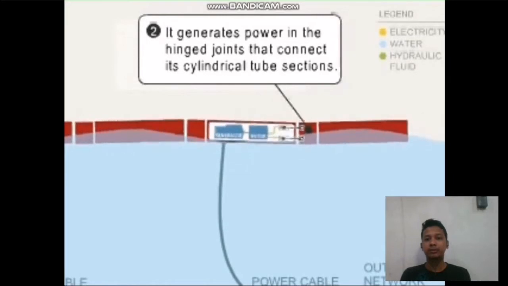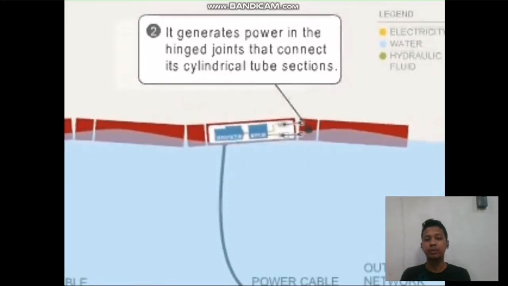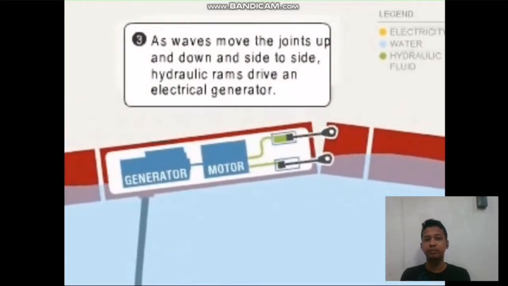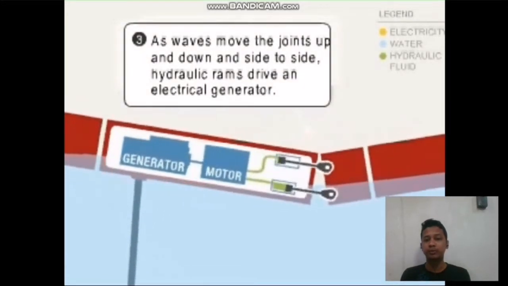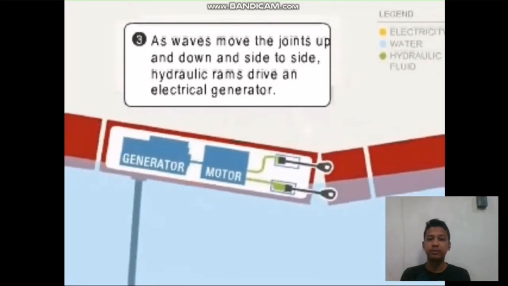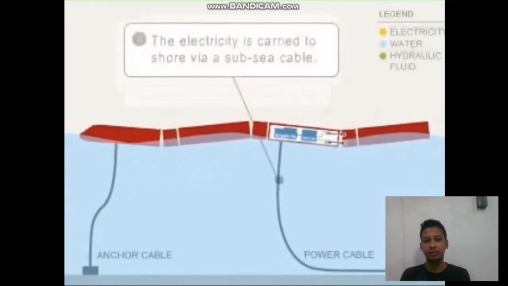As the wave passes through the hydraulic ramps, the joints in each section move in a pushing and pulling manner. This movement drives the motor, which is connected to a generator inside the ramps. The generated electricity goes to a substation via subsea cable.